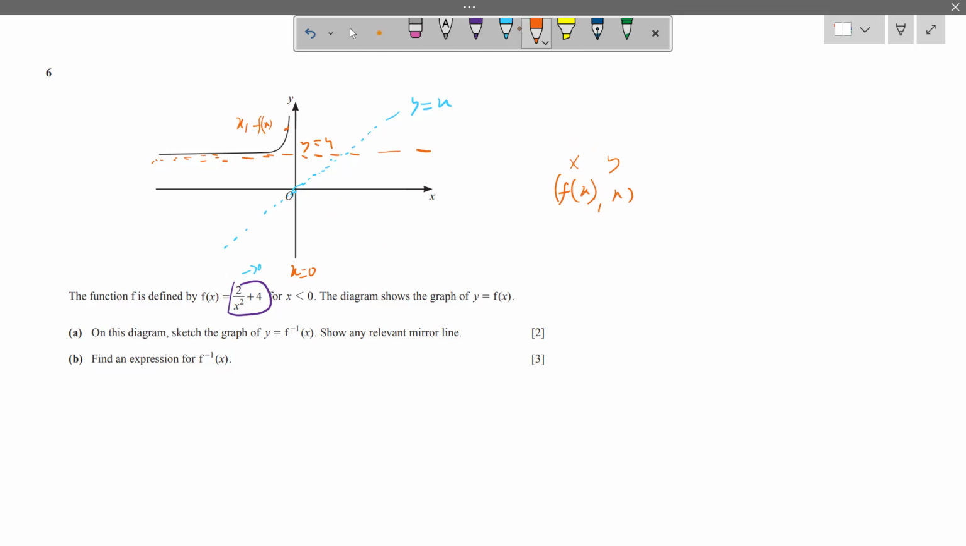So what do you do? That means your graph would be something like this. Wait, I'm going to give it a different color. And this new graph has a vertical asymptote at x equals 4. So this here is the graph of f inverse x. You can see this by inspection.